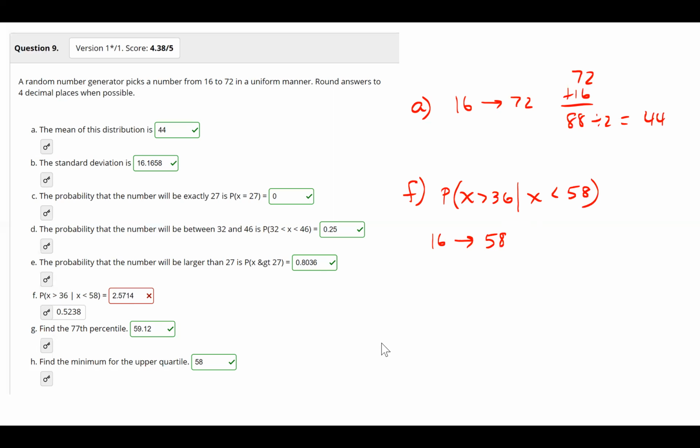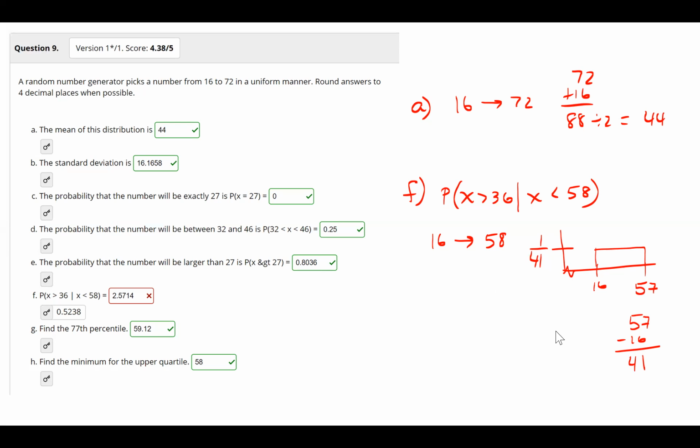We have 16 all the way to 58, or rather, we should think about 57 technically, because it says less than 58. So the number generator is going to pick 16 all the way up to 57. In that case, 57 minus 16, the range we have really is 41. If our total probability is 1 and our range is 41, this is the length of a rectangle, so the width of the rectangle has to be 1 over 41 to make the whole thing just 1.